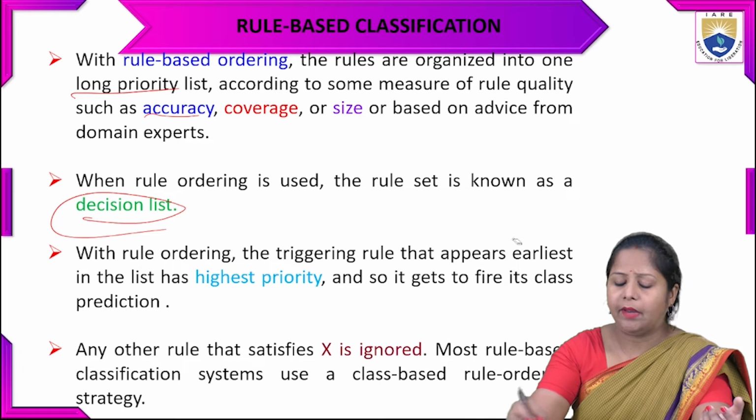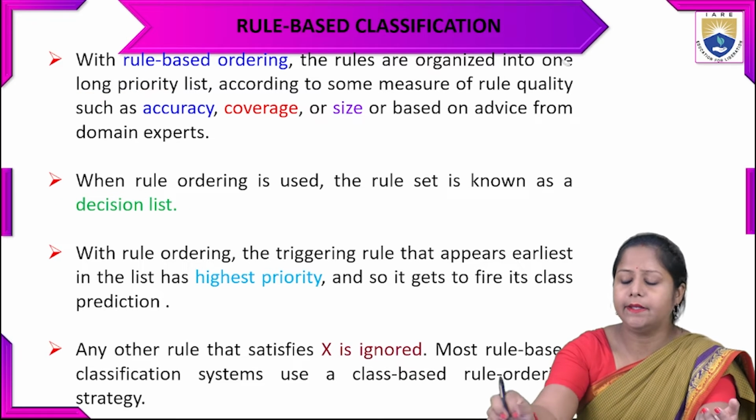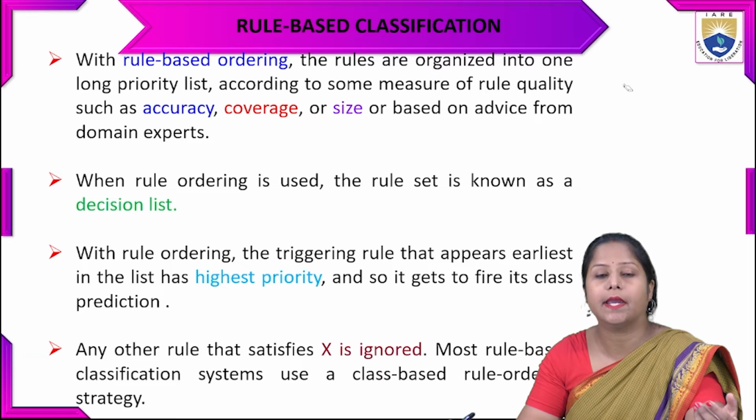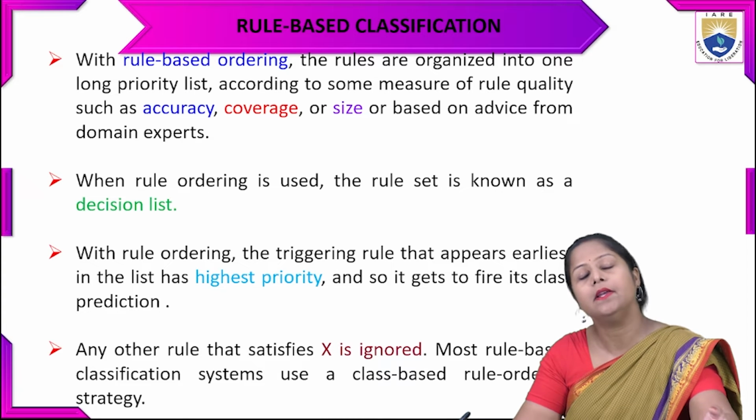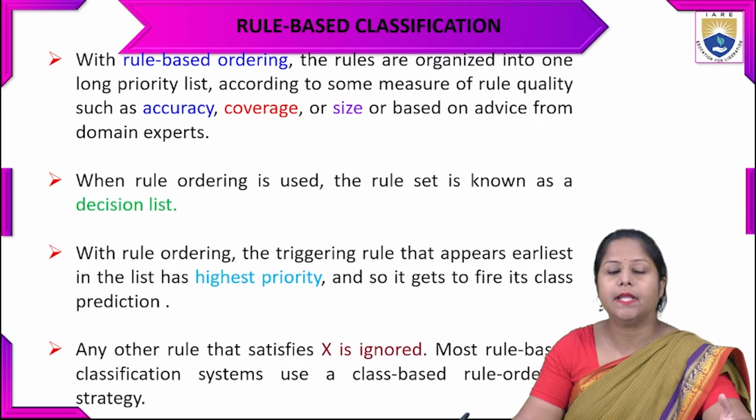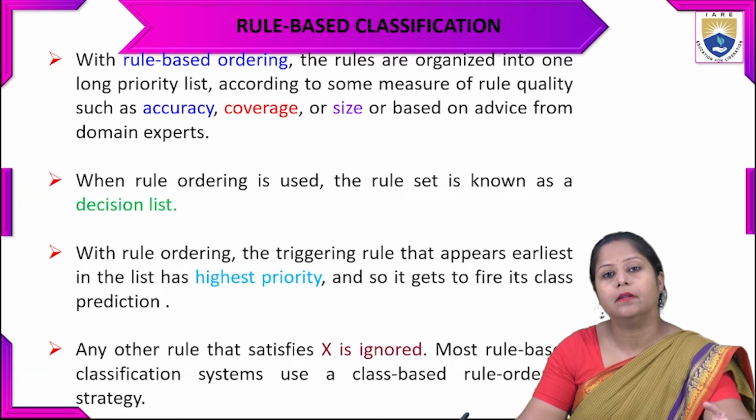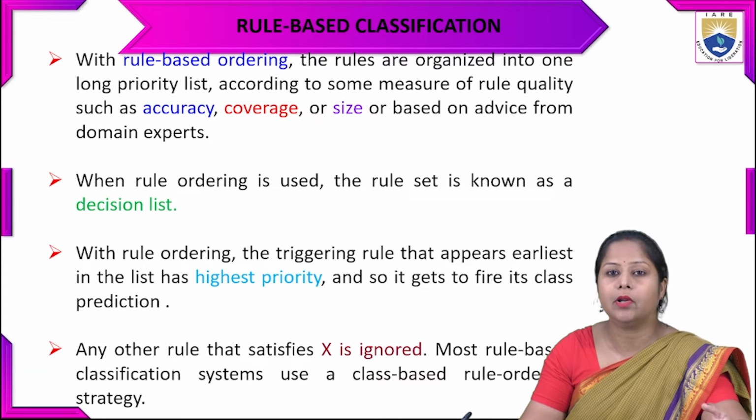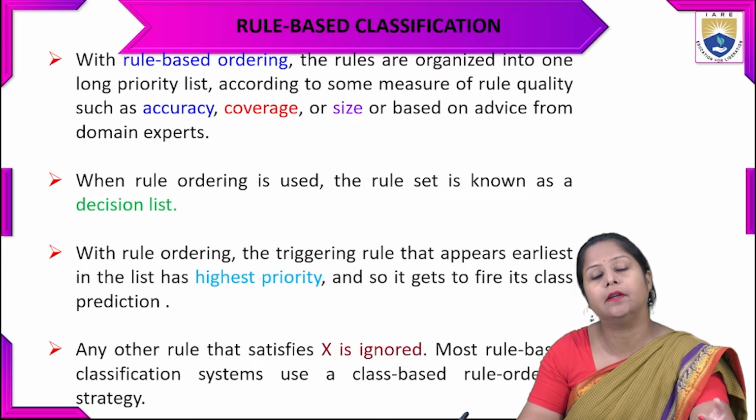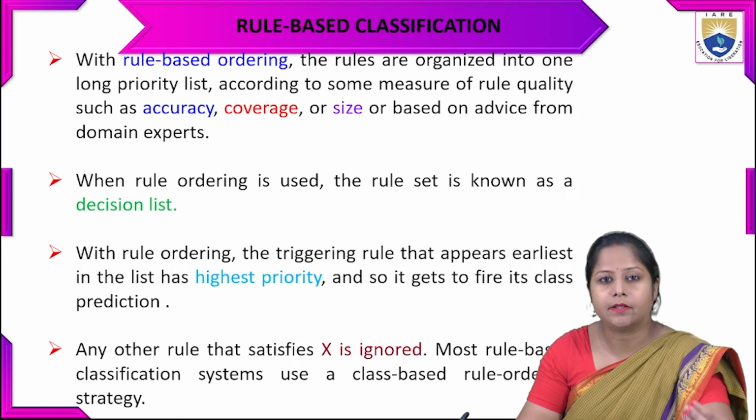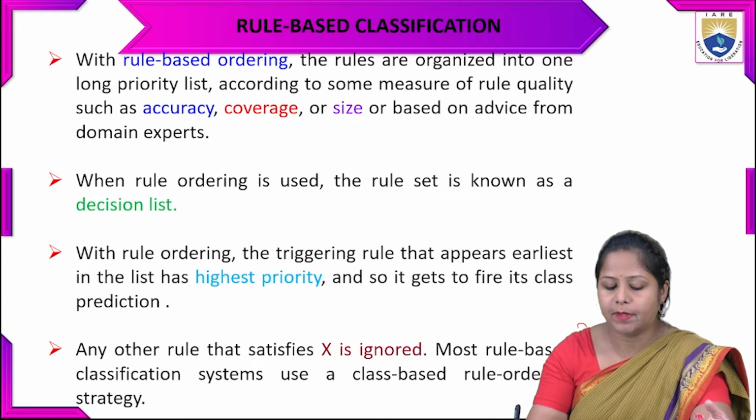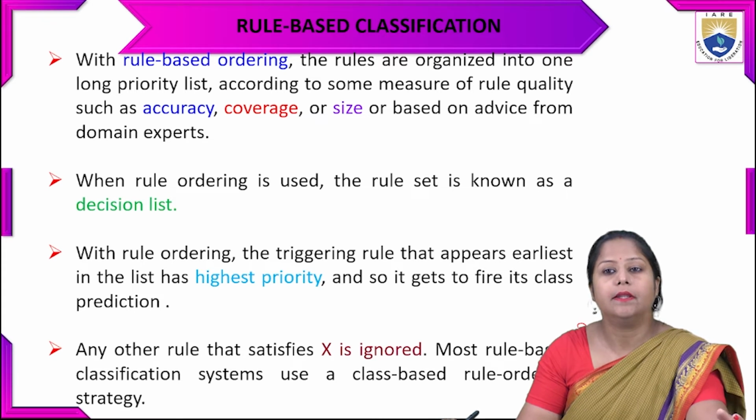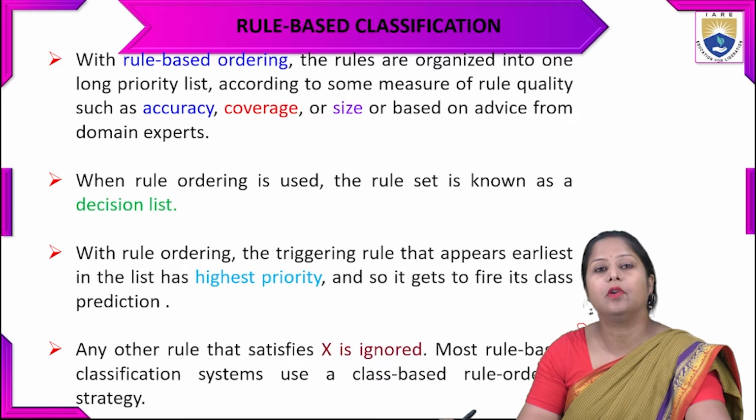Apart from this, any other rules can also be satisfied, but those will be ignored. On the basis of this important terminology, any other rules will be excluded and removed. Most rule-based classification systems use class-based rule ordering.